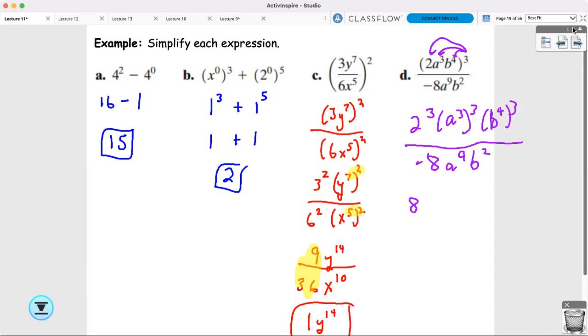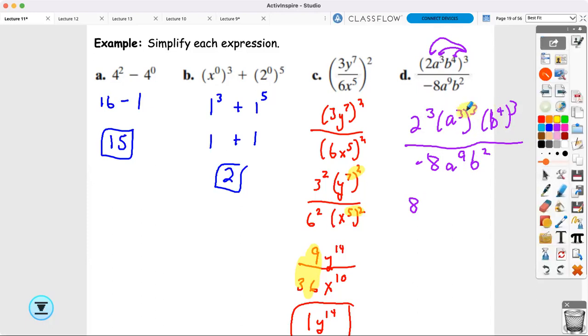And we have a power to a power case, which we know from the last example, we multiply them. So we get a to the 3 times 3, which is 9. And then we get b to the 4 times 3, which is 12, over -8, a to the 9, b squared.